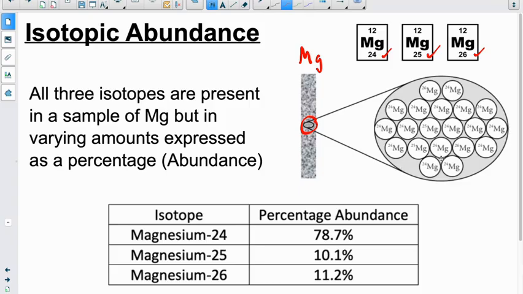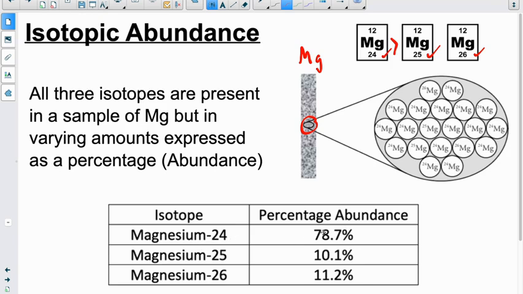However, if you count the number of circles here, you'll see that I actually have more magnesium 24 than the other 2. You can sit here and actually count them and put the numbers as a percentage, but I've already done that for you. The amount of magnesium 24 that you have in relation to the 25 and the 26 can be represented as a percentage, and that's what we call percentage abundance.